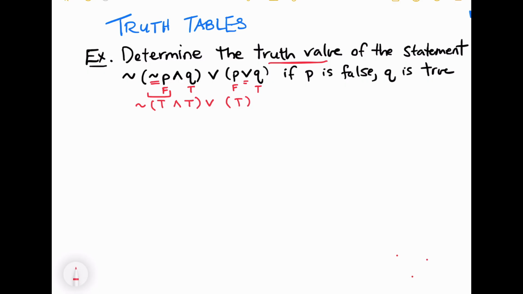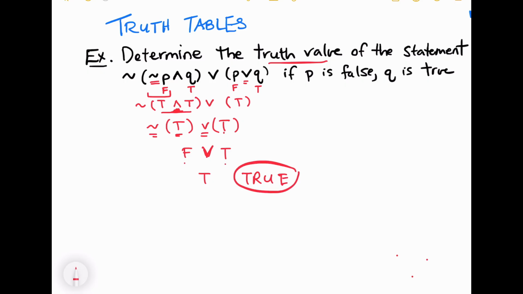Okay, so now I'm going to work inside this parenthesis. A conjunction where I have two true statements is also true. And now, the negation of this true statement is false, and then disjunction true, and a disjunction where one statement is false and one is true is also true. So the truth value of this statement is true if I assume P is false and Q is true.